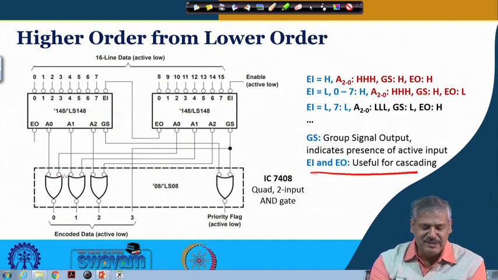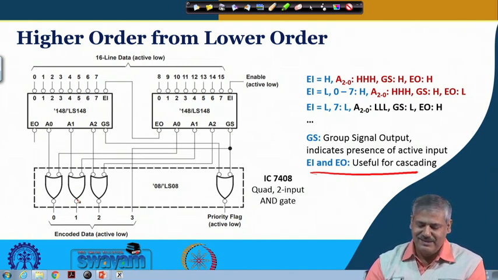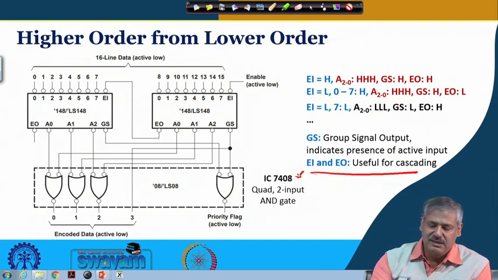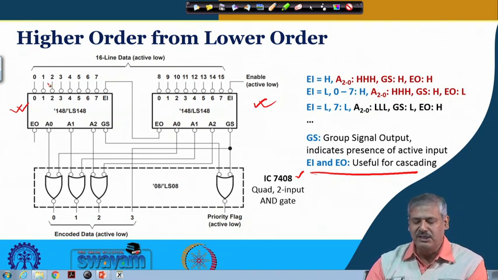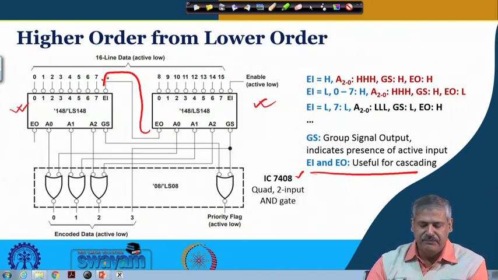Okay. These bubbles are present and then there is a bubble over here. So, this is making essentially an AND gate. So, basically it is realized by IC 7408. IC 7408 we have seen before, it is a quad 2 input AND gate. Okay. So, each one is an 8 to 3, and this is also 8 to 3. So, put together this is 16 to 4. So, this EO is connected to EI over here.